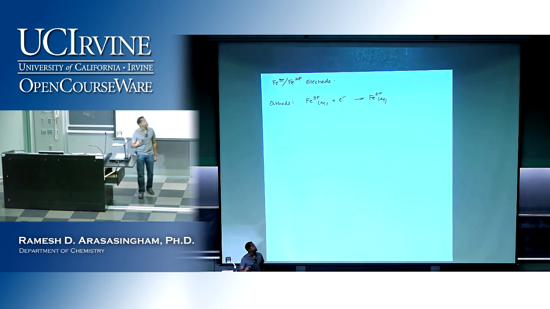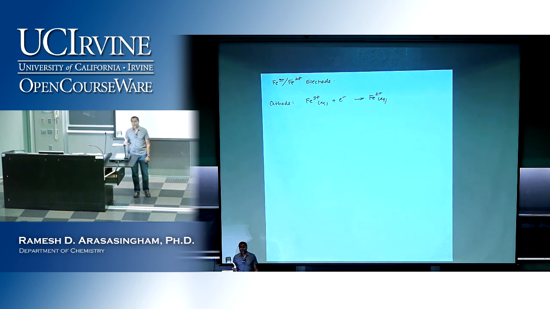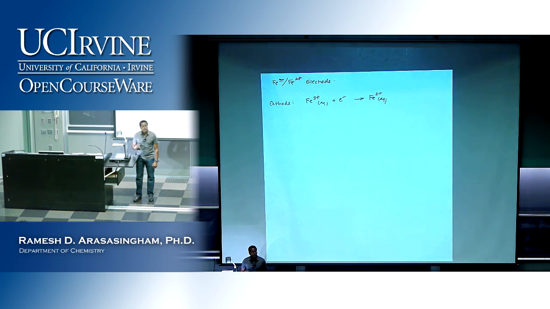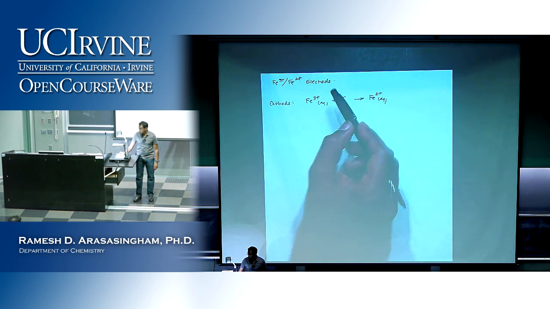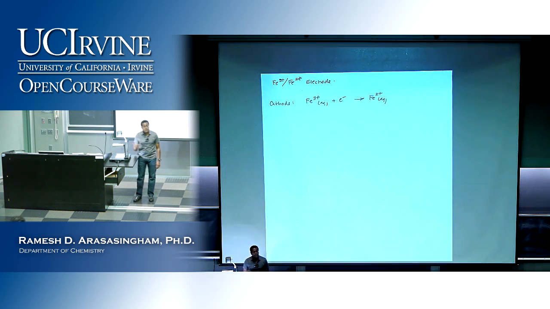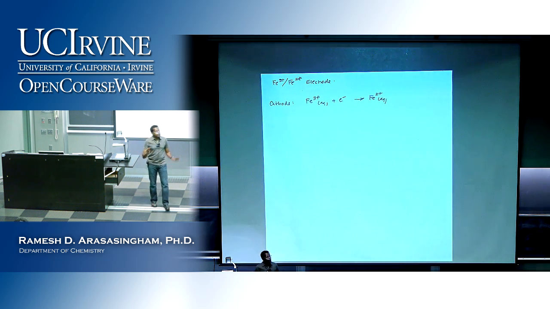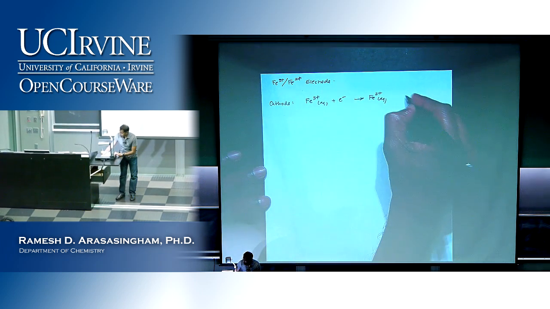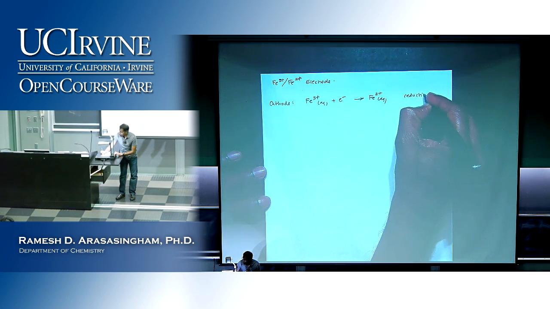Remember, your half reactions have to be balanced. One way to quickly check whether your equation is balanced is atom balance: 1 iron, 1 iron. Now you have to have charge balance, so you have 3 plus minus 1. So this is 2 plus on this side. For the overall charge on that side will be 2 plus, and therefore you have charge balance as well. And because electrons are being picked up, this is a reduction.